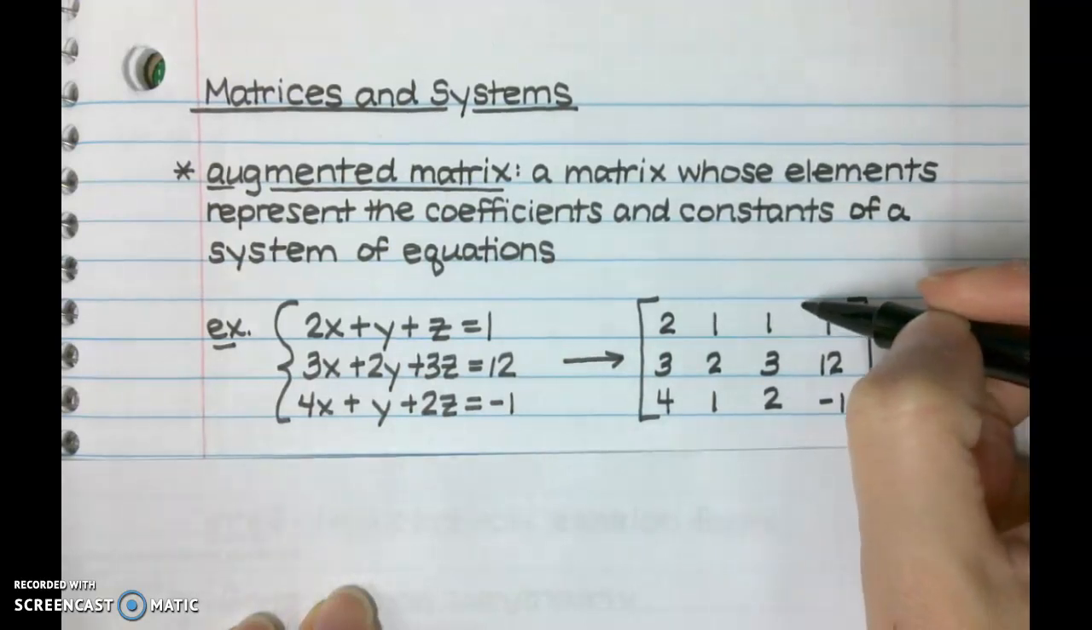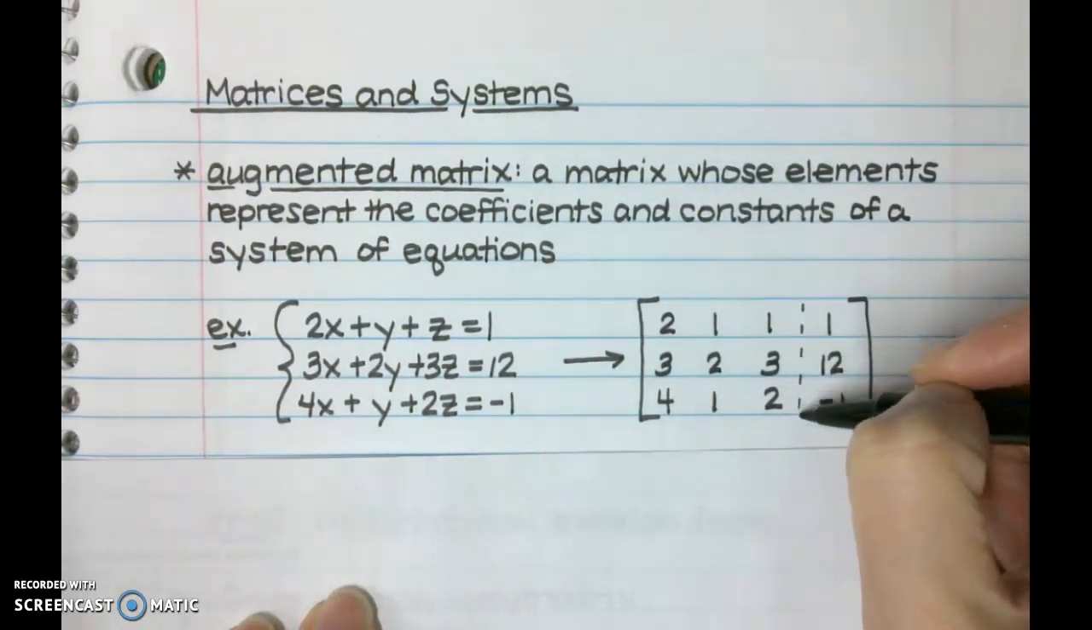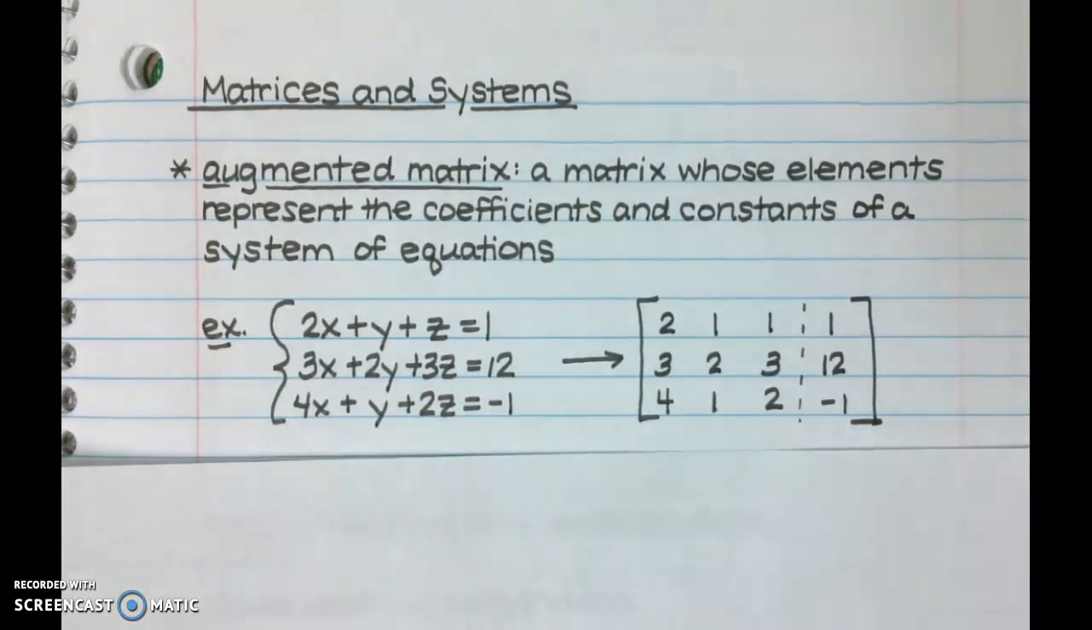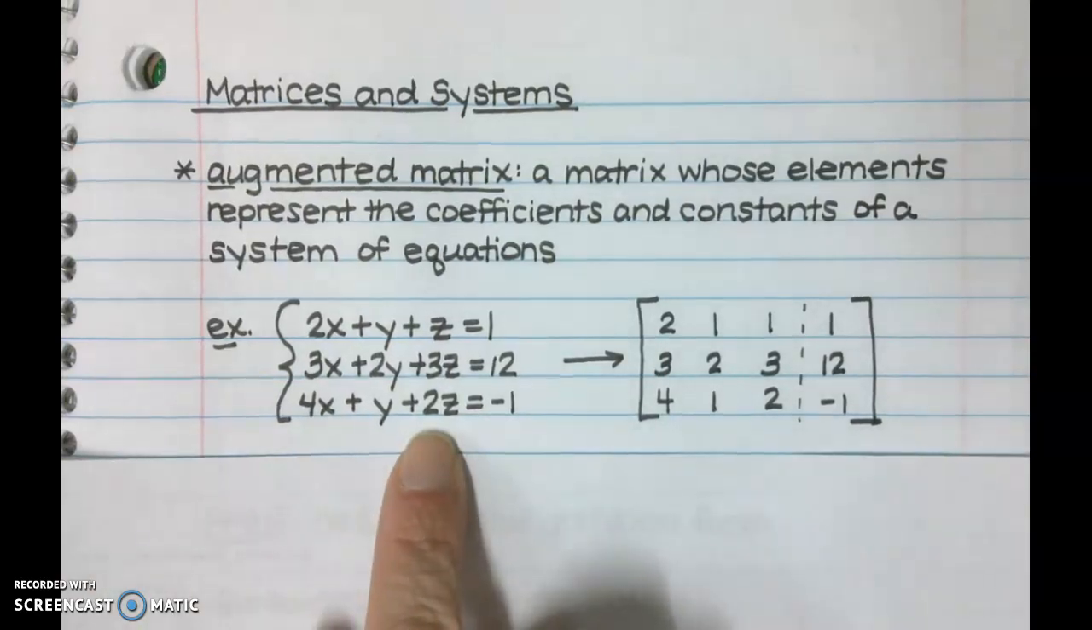Sometimes you may see that we put this kind of dashed line here to show that the left side represents one part of the equation and the right side represents the other, those constants. So we're going to use augmented matrices and an online matrix calculator to help us solve some systems of equations.